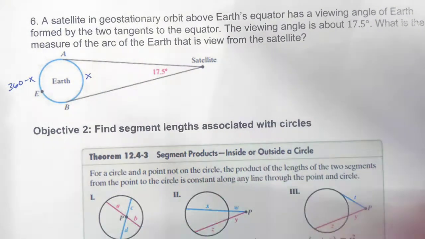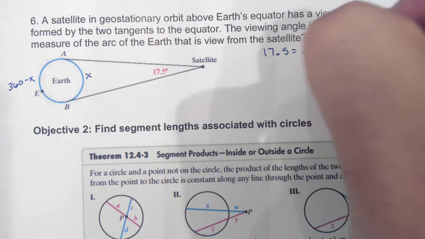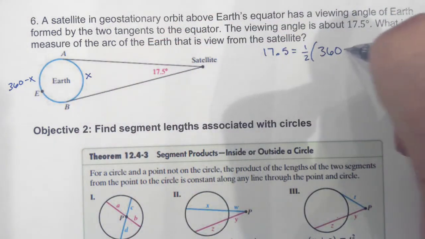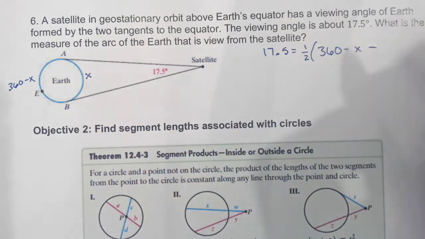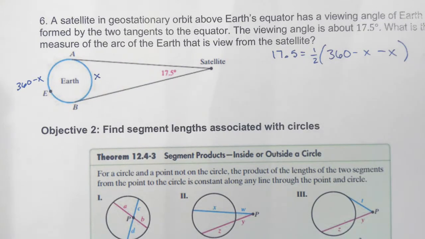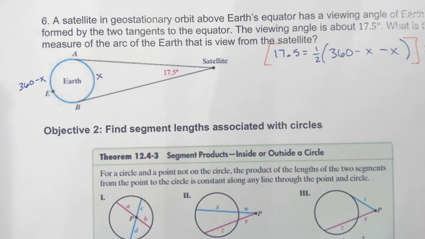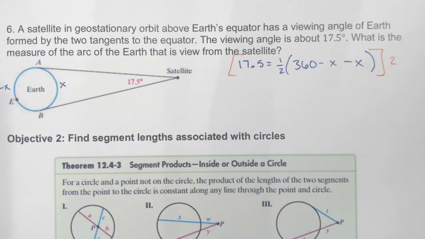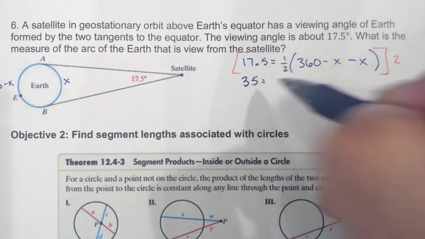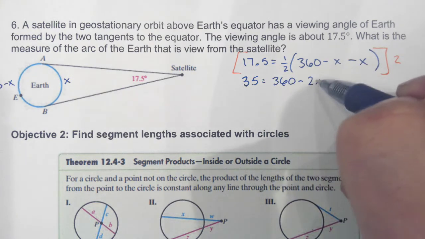So these are my two arcs. Now I'm just going to use my formula. My angle equals 1/2 of my big arc, which is 360 minus X, minus my small arc, which again is another X. I don't like to deal with fractions, so I would multiply this whole equation by 2 to get rid of those. If we do that, 17.5 times 2 is 35. And that gives me 360 minus, if I put those two X's together, 2X.